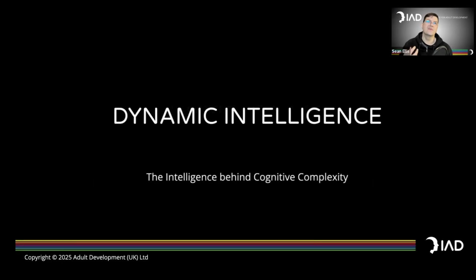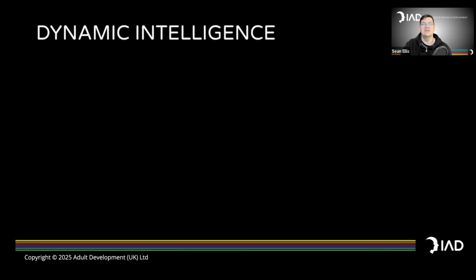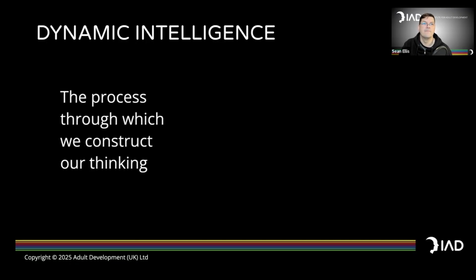Now, before I talk about specific steps you can take, I want to talk about what drives cognitive complexity, something called dynamic intelligence. Dynamic intelligence is the central concept in constructed development theory, developed by adult development psychologist Dr. Darren Stevens, who I mentioned earlier.